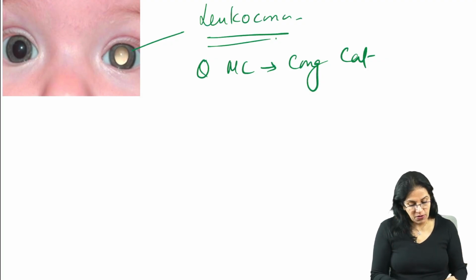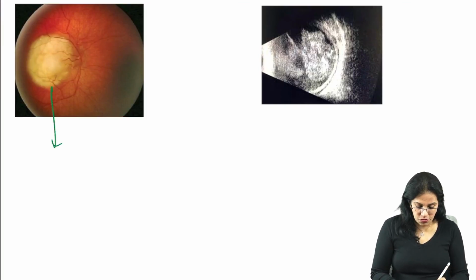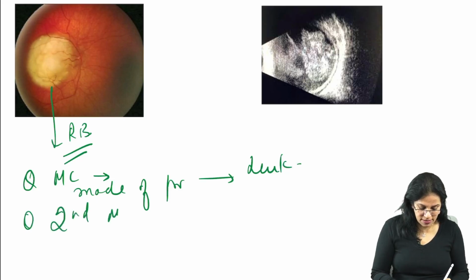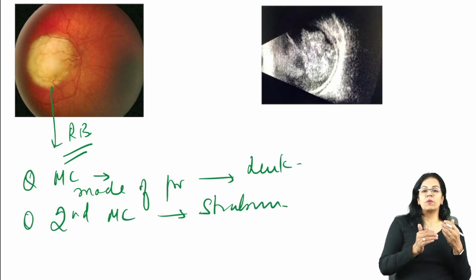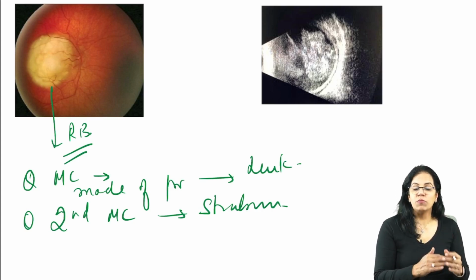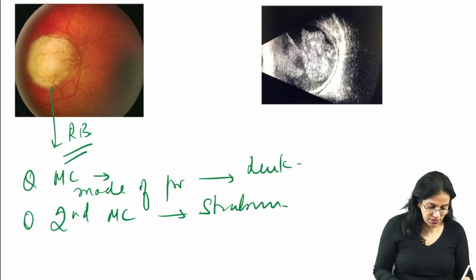Secondly, of course, the main cause here is retinoblastoma. This is the tumor here. They have asked what is the most common mode of presentation. Most common is leukocoria, and the second most common is strabismus or squint. Most common mode of spread is through the optic nerve. And most common non-ocular malignancy is osteosarcoma. This is the ultrasound with this tumor, and we can see some calcifications.